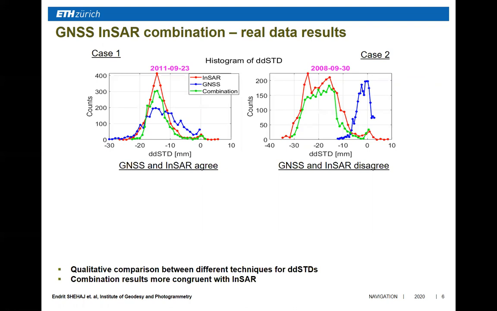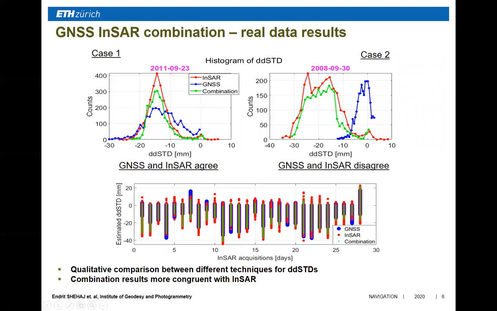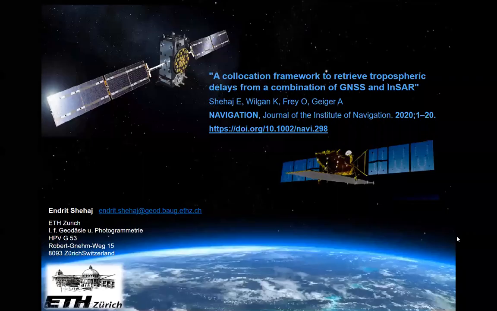In the first case, the combination lies somewhere in the middle of the two other solutions, and in the second case, it is interesting to notice that the combination follows the InSAR results more. This is also verified when we see the full time series of GNSS, InSAR, and the combination for the three epochs. The green curves follow more the red curves, which are the InSAR.